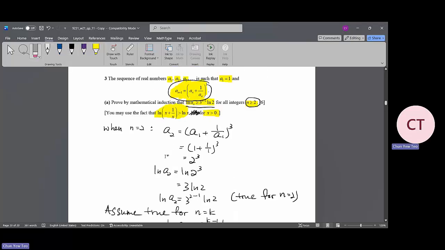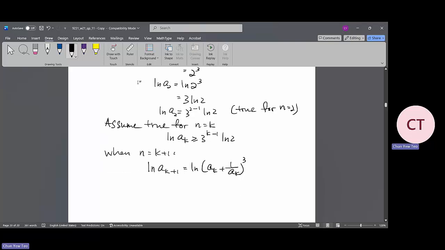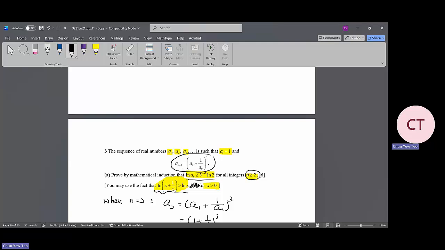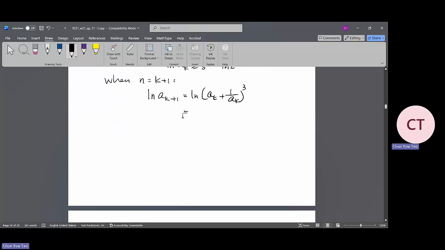Okay, as given in the information over here, we just change our n to k, so it's k plus 1. Because in the question they mentioned that we can assume this result directly, from the hint we know that this is actually bigger than the ln a_k to the power 3, so it will be equal to 3 ln a_k.